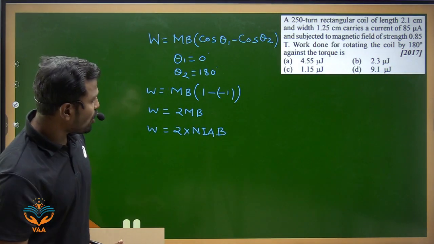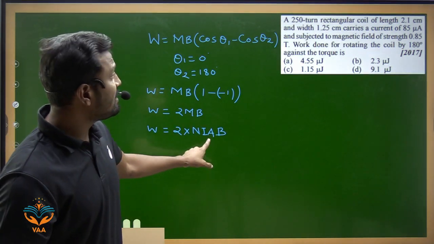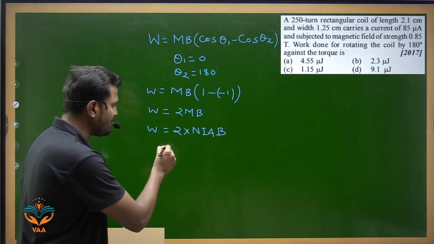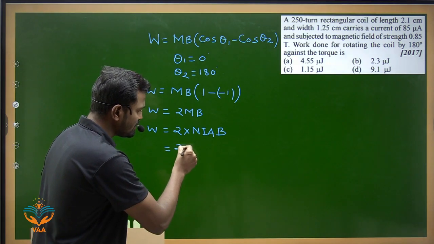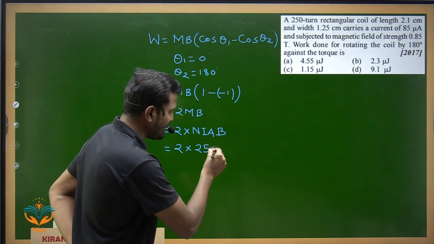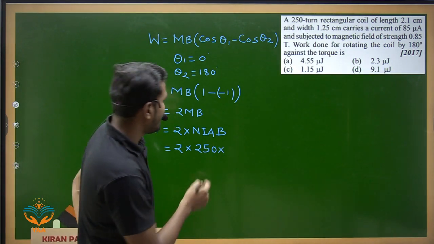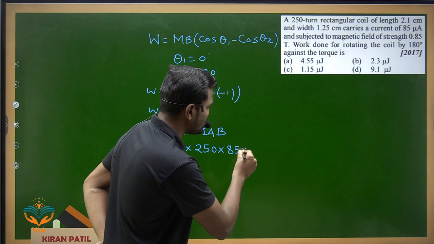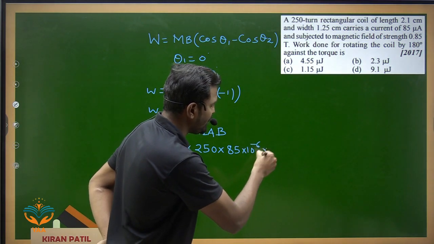Fine. So I think all the things are given: turns are given, current is given, area, length and width are given, magnetic field is given. So let us simplify. Again the calculation is going to be a heavy one. It's okay, let us simplify. 250 into N is done. Current they have given how much? 85 microamperes, so 10 to the power minus 6 into area.